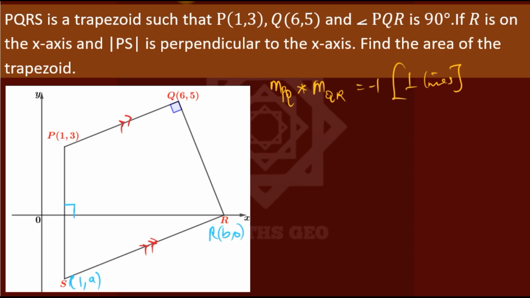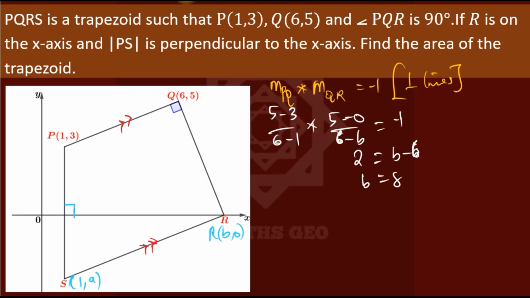So what's the slope of PQ? We use change in y over change in x. We'll have (5 minus 3) over (6 minus 1) times (5 minus 0) over (6 minus B) equals -1. That's 2 over 5, and this is 5 over (B minus 6). Now we are left with 2 here, so B will be 8. Yes, so the x-coordinate of R is 8.